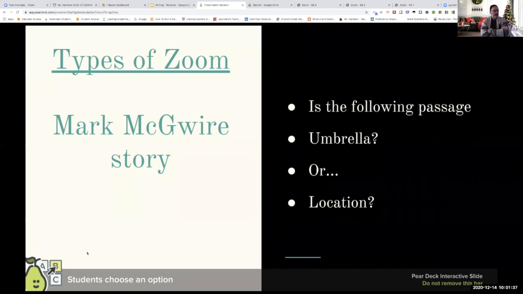I'm going to read this passage, and then I want you to tell me whether this is an umbrella Zoom or a location Zoom. I'll go ahead and read it aloud, and then we'll answer.